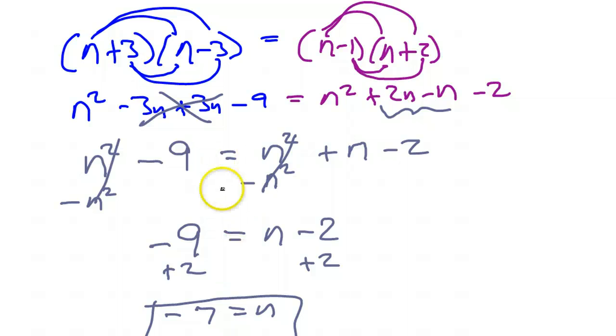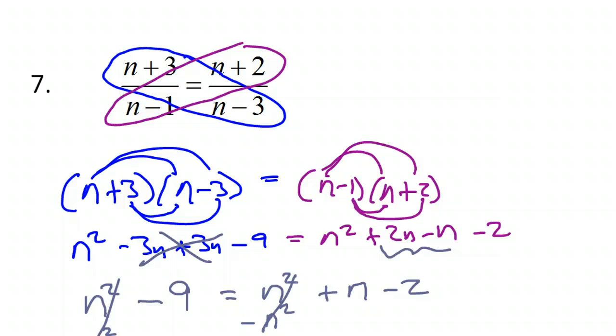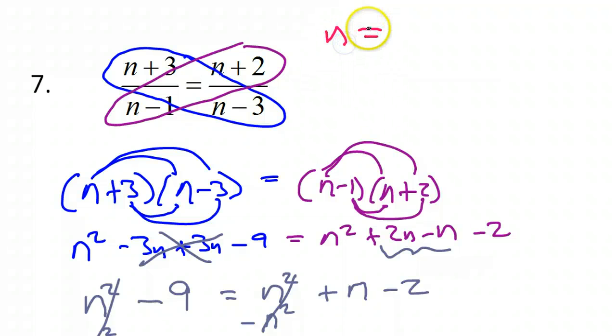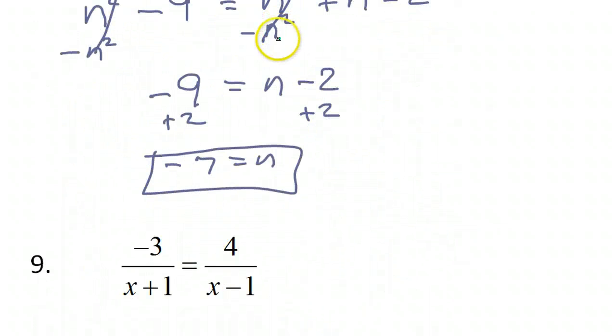Alright, did we say the restrictions up front? No, but we should have. N cannot equal positive 1 because of this factor. N cannot equal positive 3 because of this factor. And this is the final answer.